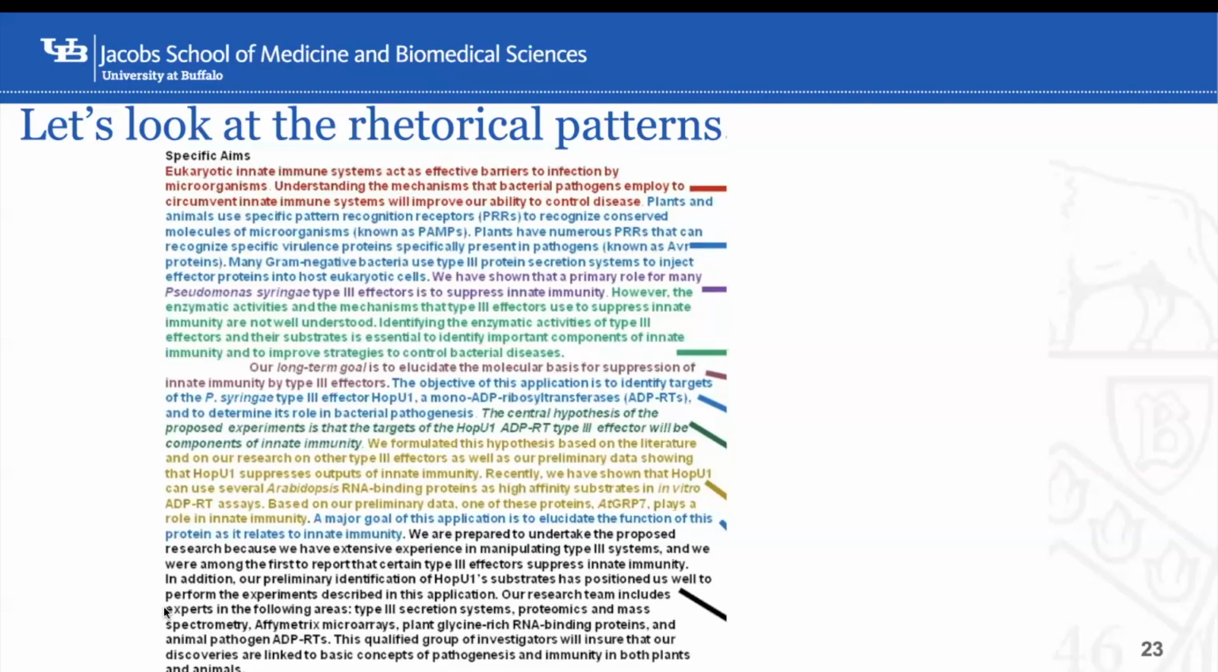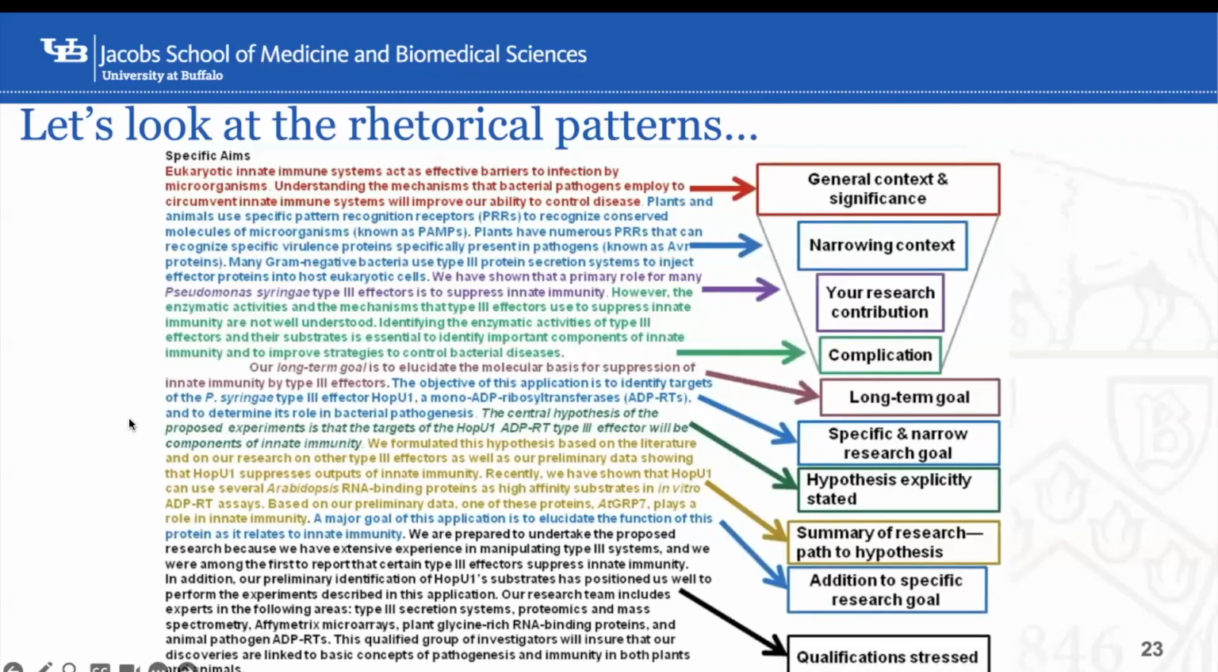So as you finish that, and you probably already guessed by the color coordinated text here, what that highlights is different elements that are present here. This particular aims page starts with a general context or significance, right? It basically gives you a big context. Okay, this is about innate immunity, eukaryotic innate immunity. And then very quickly it starts narrowing that context, right? So now we're starting to talk about PRRs and PAMPs.